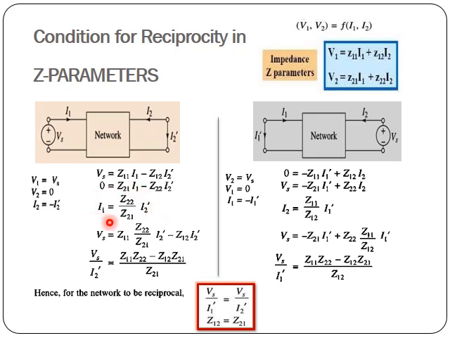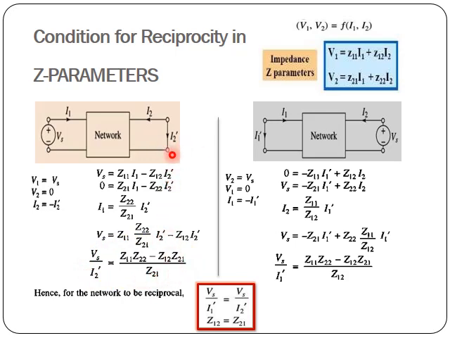Now this value of I1 is replaced in the first equation to get an equation in terms of only Vs and I2 dash. Thus Vs upon I2 dash will be equal to Z11 into Z22 minus Z12 Z21 upon Z21. So this is Vs upon I2 dash, which we get from this network.